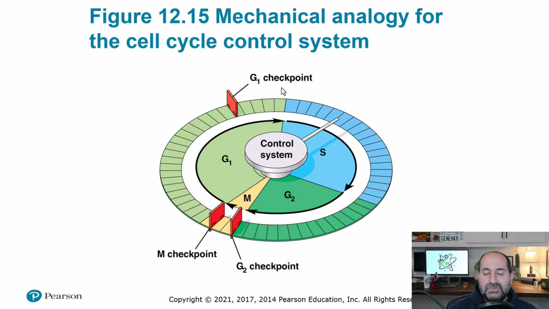Okay, so it's not just any gene mutations that result in cancer. It's gene mutation that affects these very important checkpoint genes and these proto-oncogenes and tumor suppressor genes, because those are the genes that code for the checkpoint proteins.